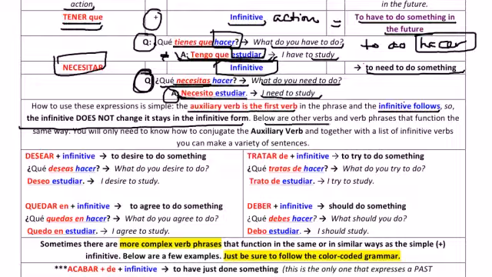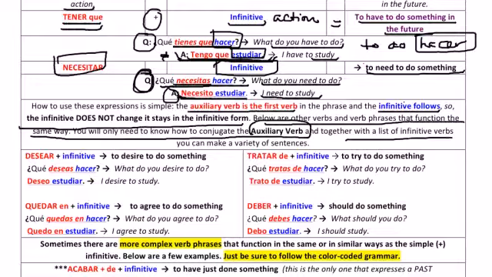Below are other verbs and verb phrases that function in the same way. You only need to know how to conjugate the auxiliary verb. And together with a list of infinitive verbs, you can make a variety of sentences. So following the same color-coded grammar, we have auxiliary verb desear, which means to desire, and it's very much a cognate. And your question could be, ¿qué deseas hacer? Open-ended. Deseo estudiar.